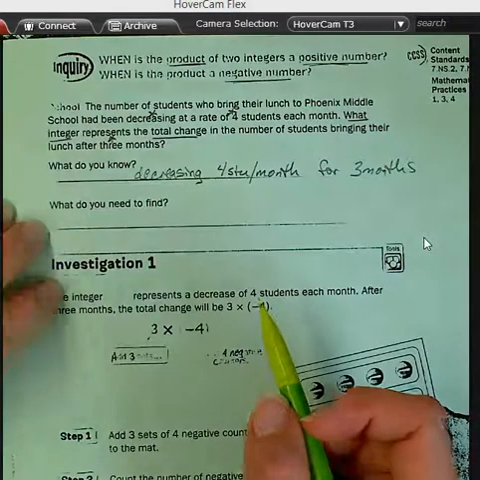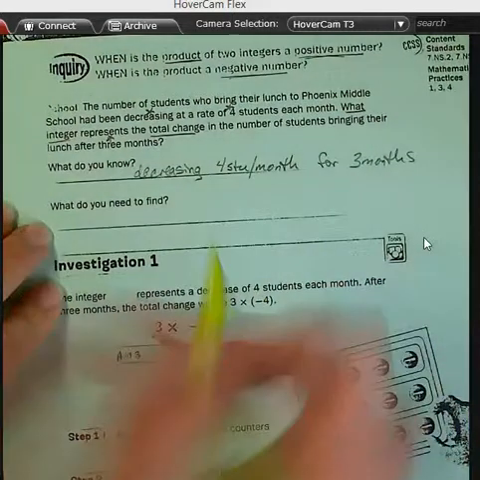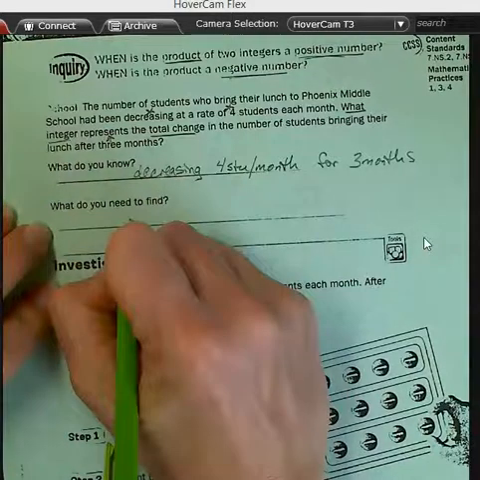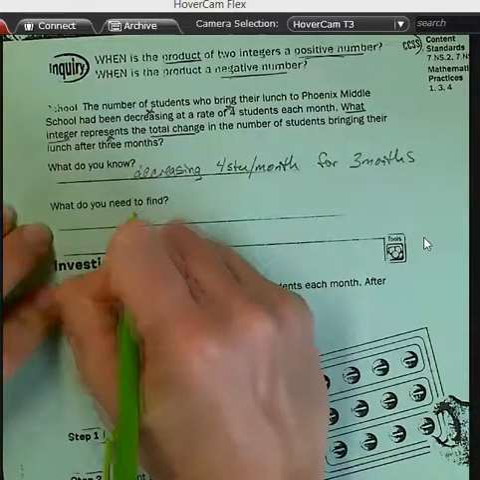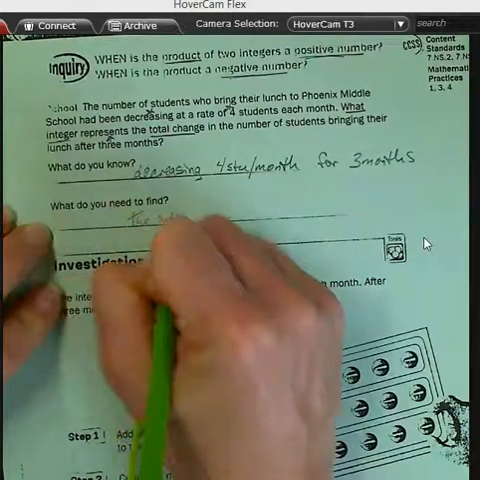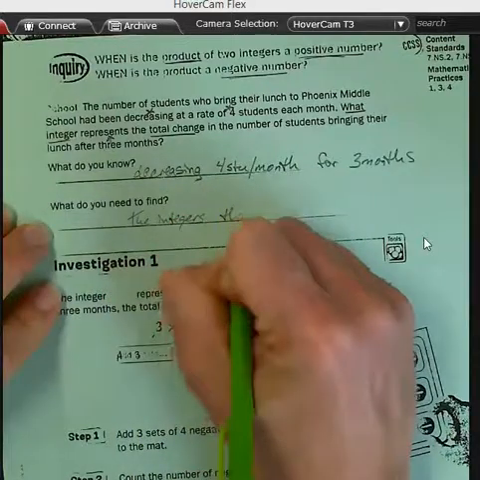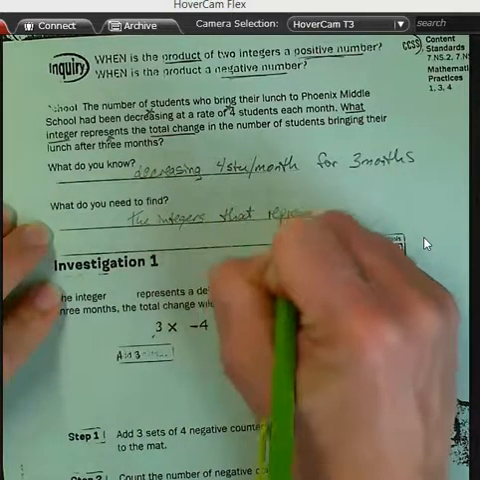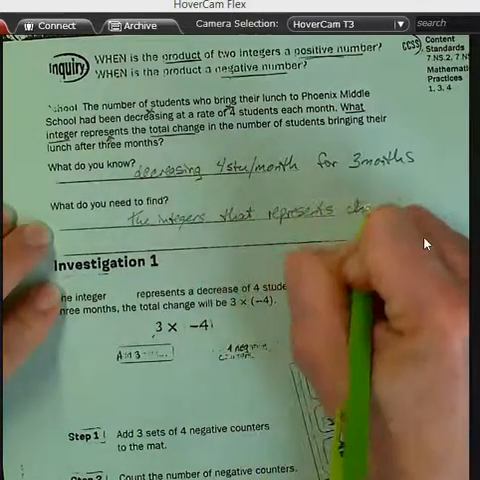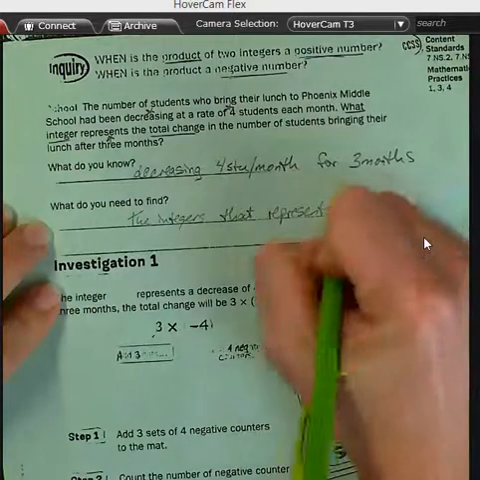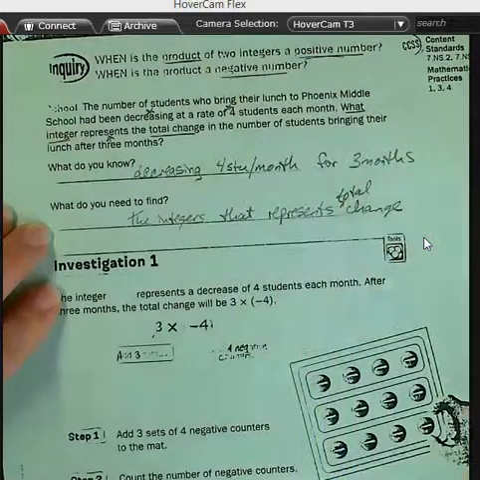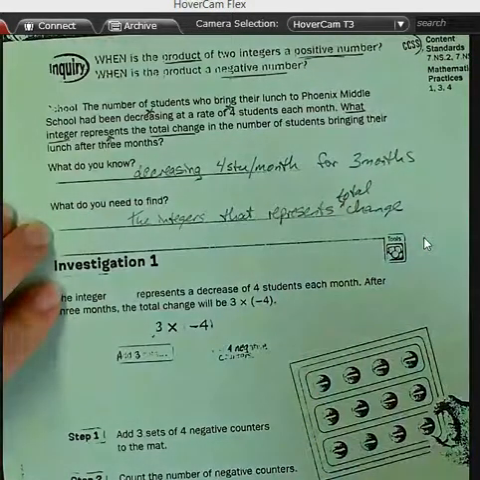Jocelyn? We need to know what integer that what? Good. The integer that represents the change. The total change. And we know it happened for 3 months.